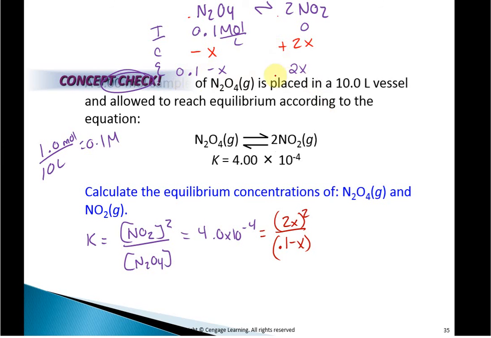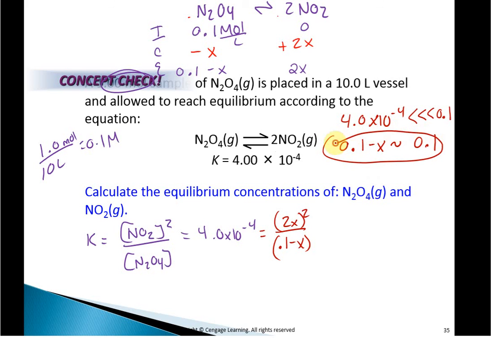So if you look here, K is 4.0 times 10 to the minus 4. This is so much smaller than the reactant concentration of 0.1 that 0.1 minus X is pretty much the same as 0.1. So when we're doing this, we're going to assume that 0.1 minus X is 0.1. And we're going to plug it in as 4.0 times 10 to the minus 4 is equal to 2x squared over 0.1.